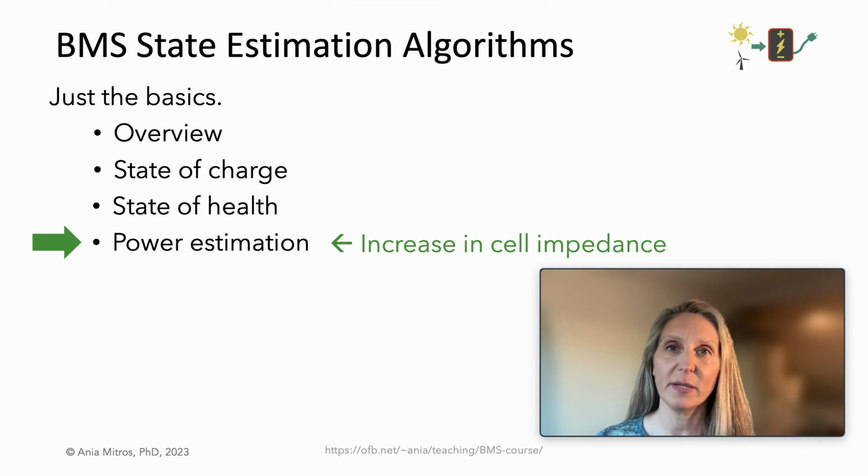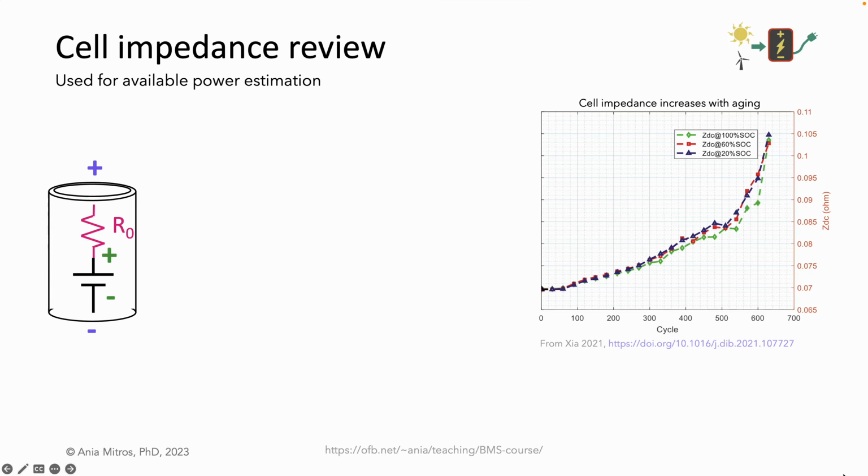Let's move on to power estimation, which relies on estimating the increase in cell impedance as a cell ages. We saw in previous lectures how cell impedance increases as a cell ages and how that can be modeled with a series resistor. Let's first quickly review what this has to do with power estimation, and second, how we can estimate the series impedance in the field.